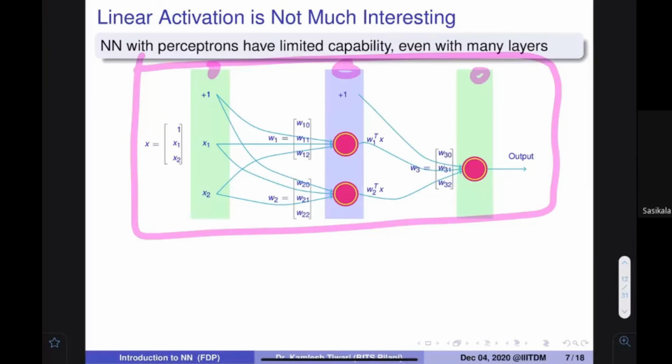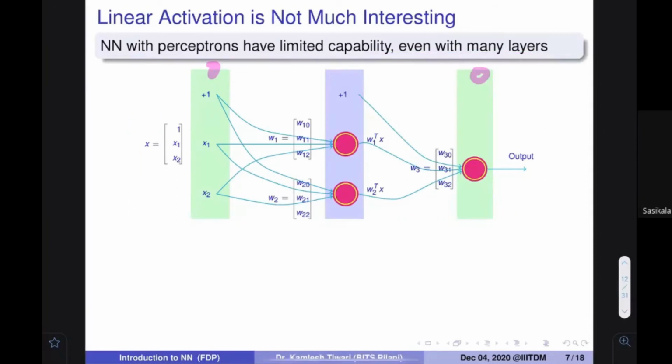Please just concentrate on this particular slide. Very interesting slide. My question is, how many neurons are there in the hidden layer? Yes, everybody writes two. How many in the output layer? One. How many in the input layer? Two. This is the bias actually, plus one. Now come with me. Answer me, what is the output you are going to get over here?